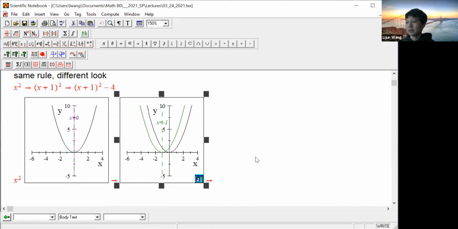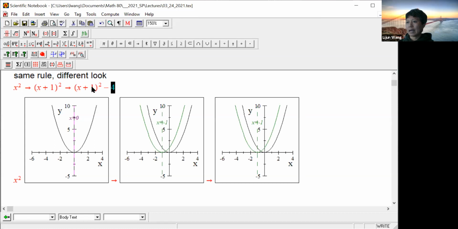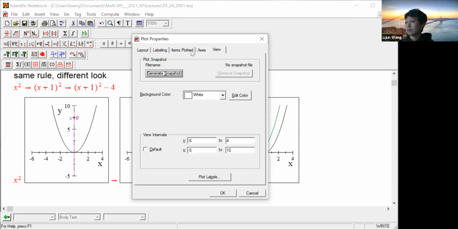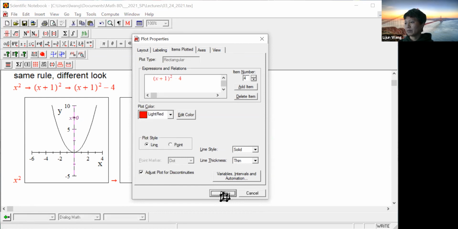All right, so the next picture we're going to generate. We're going to take this picture and we're going to shift it down by 4 units. For the final one, I'm going to use red.